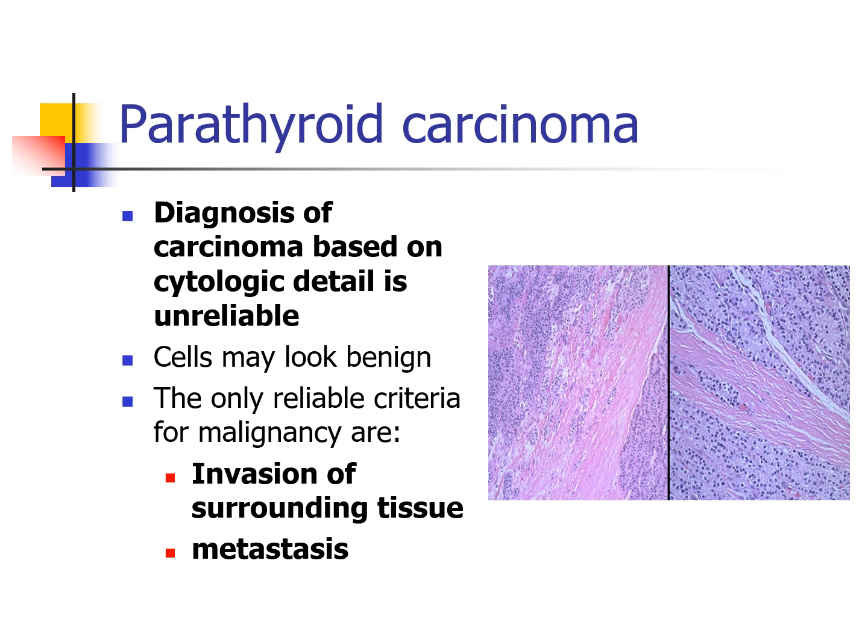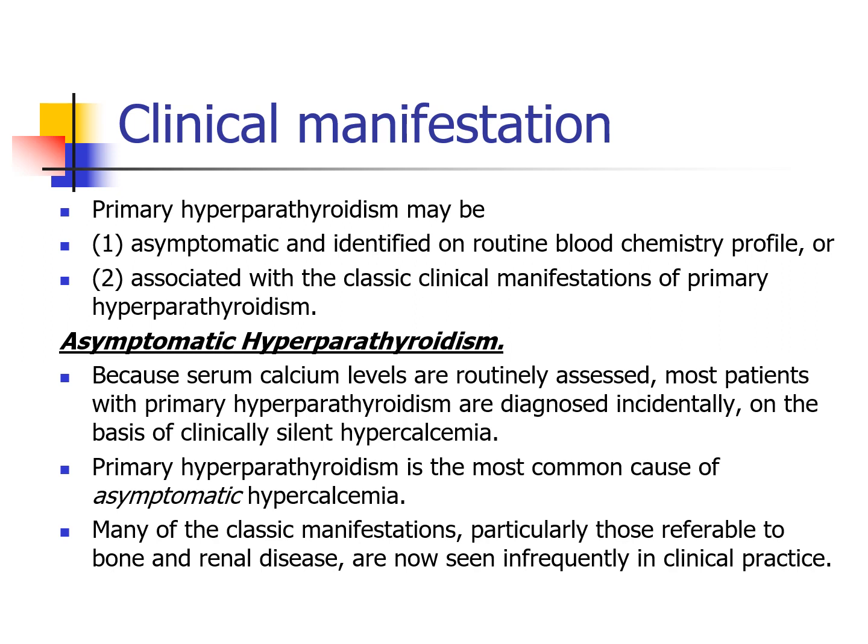The diagnosis of carcinoma based on cytologic detail is unreliable. The cells may look benign, but the only reliable criteria for malignancy are invasion of the surrounding tissue and metastasis to distant organs. Primary hyperparathyroidism may present as asymptomatic and only identified on routine blood chemistry profile, or it may present with classical clinical manifestations of primary hyperparathyroidism.